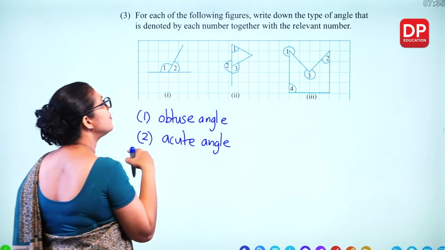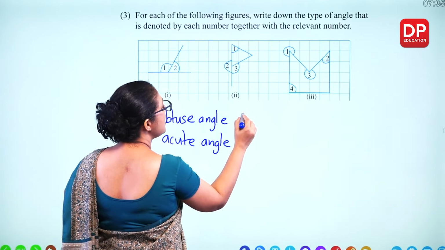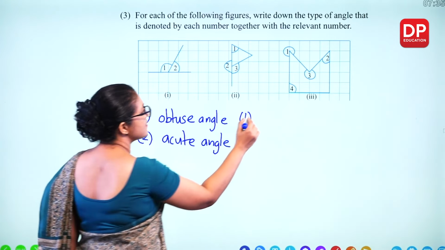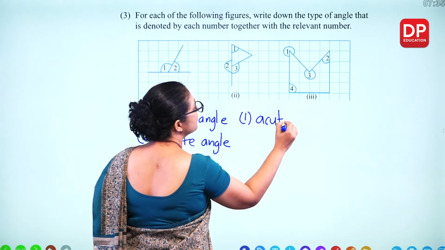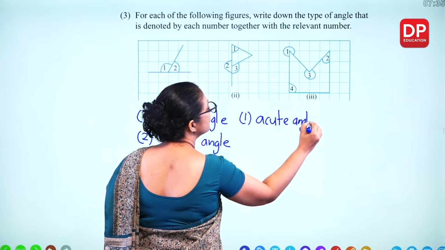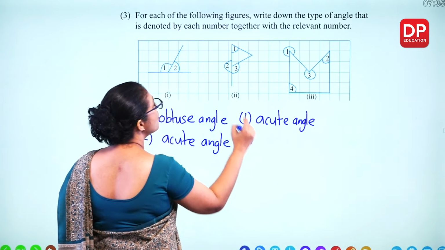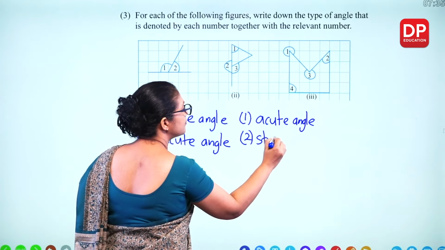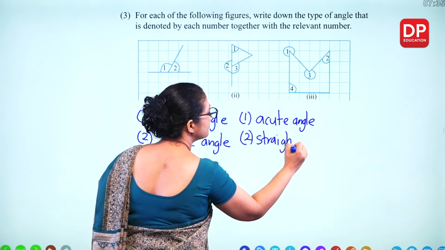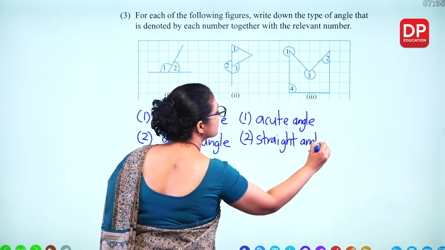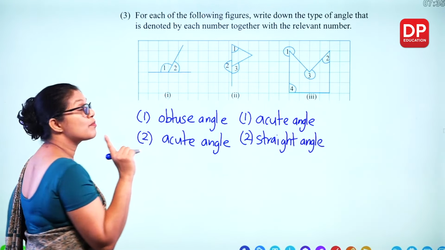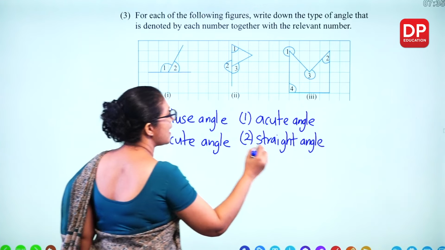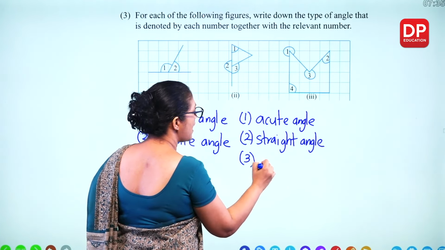In the second diagram, 1 is smaller than a right angle. That's acute. 2, a straight line there, straight angle. And 3 is more than a right angle, less than 2 right angles, that's an obtuse angle.